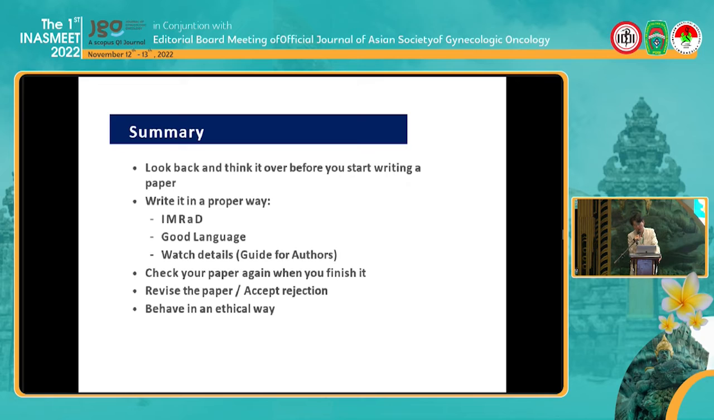So, to make the manuscript more valuable, first look back and think it over before you start writing a paper regarding the items mentioned before, and write the manuscript in a proper way with IMRAD sections: introduction, method, result, and discussion, with good language, and watch the details provided by the Guide for Authors on the journal website. And also, you should check your paper again when you finish the manuscript preparation, revise the paper accordingly, and accept rejection. And you should restart based on this revision and rejection comments. And also, you should behave in an ethical way in the preparation of the manuscript.